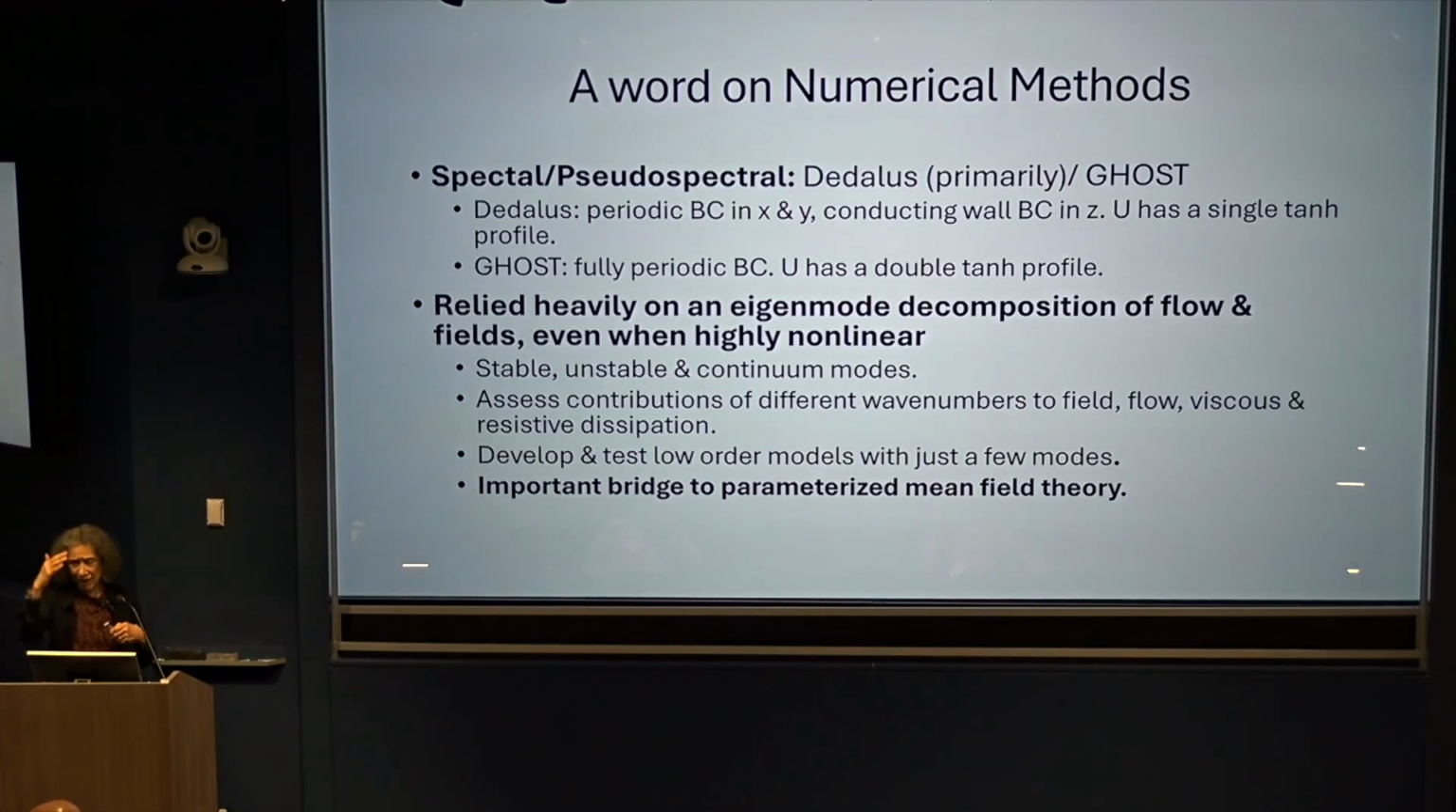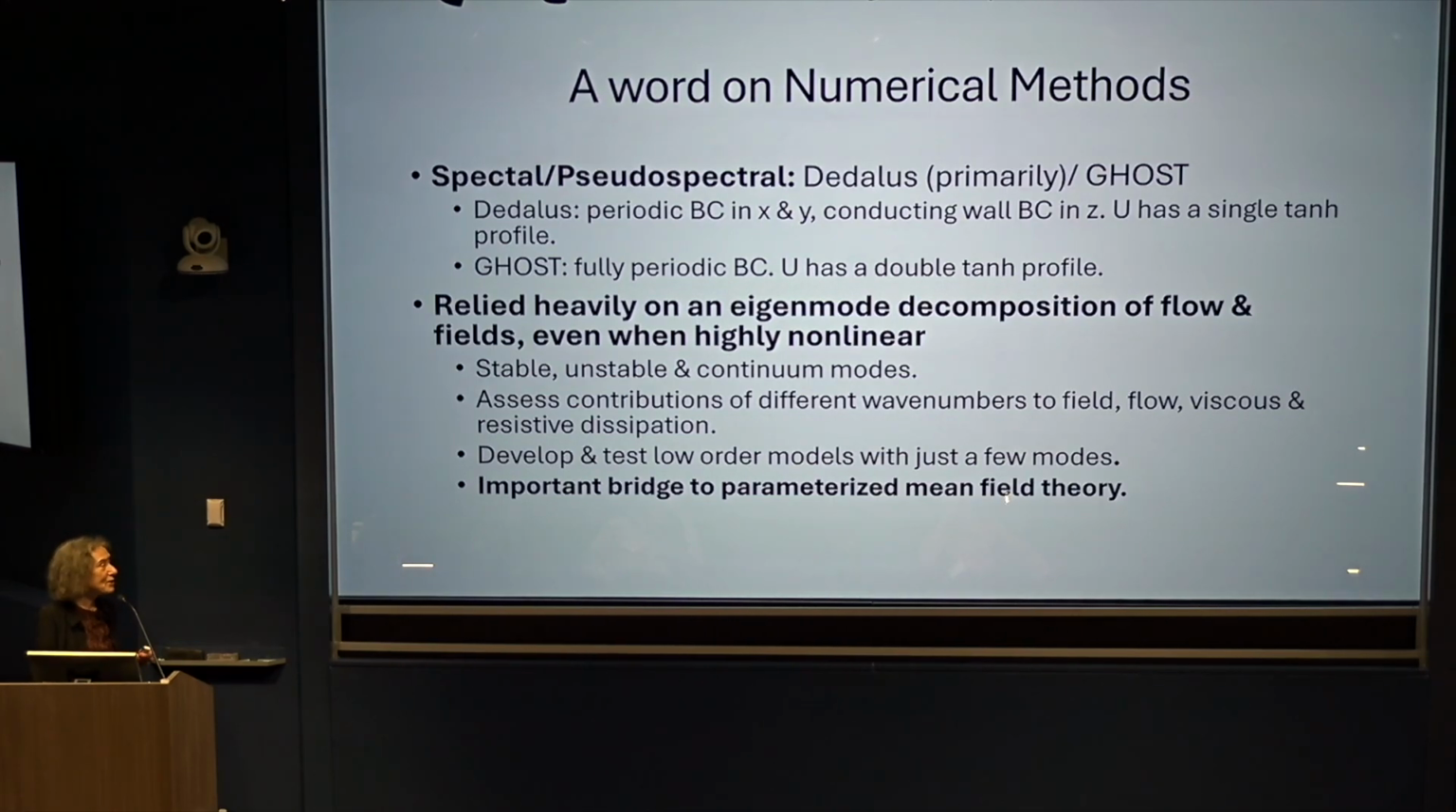Yeah. So we were haunted continuously by how the vertical boundary conditions might be affecting what was going on. It turned out that this eigenmode decomposition was very useful even when the amplitude was highly nonlinear. We projected things onto stable modes, unstable modes, and continuum modes, which are very localized spatially. They turned out not to do very much, contrary to my expectations. So we were able to really drill down and assess how different wave numbers, stable and unstable, contributed to what we were seeing.